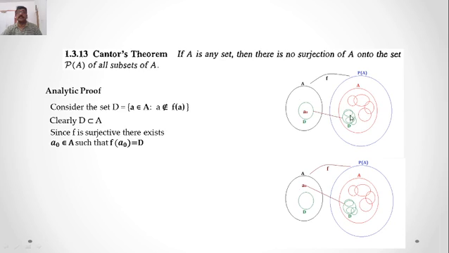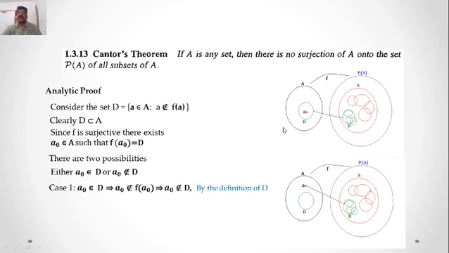Now since f is a surjective function and D is a subset of A, corresponding to this D there must be an element a naught in A such that f of a naught is equal to D. Now there are two possibilities. a naught may be in D, or a naught may not be in D, where D is defined by all a in A for which a is not in f of a.